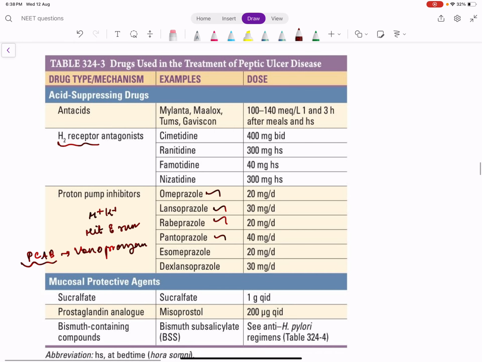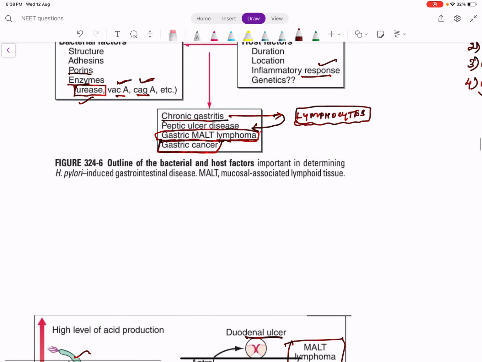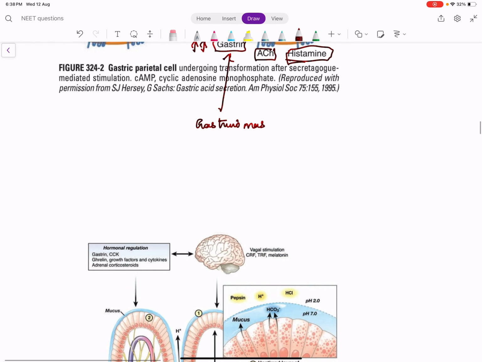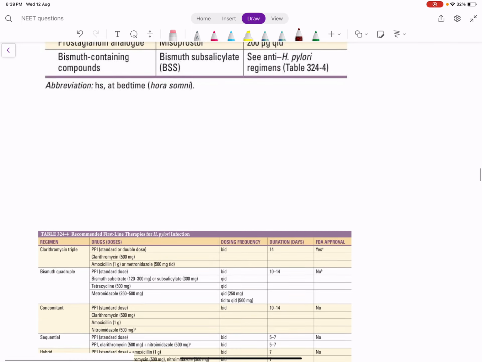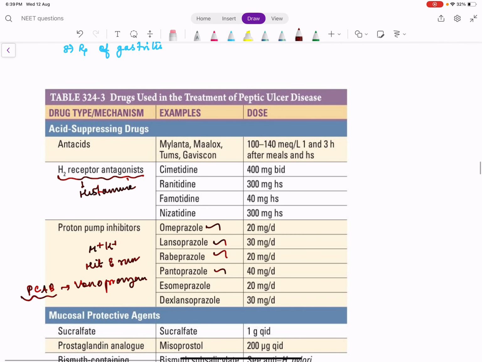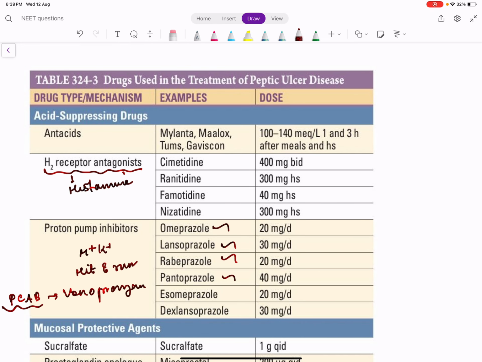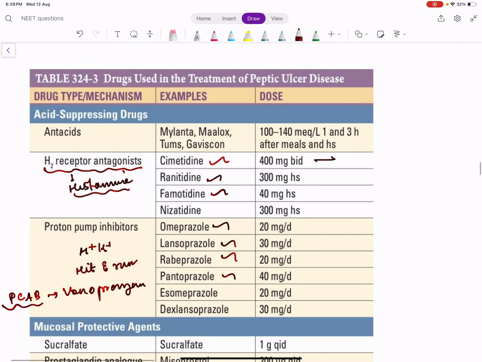The earlier drug was H2 receptor blockers. H2 is histamine blockers. I showed in an earlier diagram, acetylcholine, histamine, gastrin, all these three have a positive influence on acid production. When histamine is blocked, histamine is a substance which increases acid secretion by stimulating H plus K plus ATPase. When histamine is blocked, acid will be reduced. Ranitidine, famotidine, older drug was cimetidine. Cimetidine went out of favor because of its multiple drug interactions.